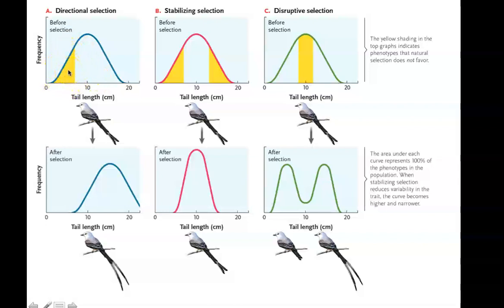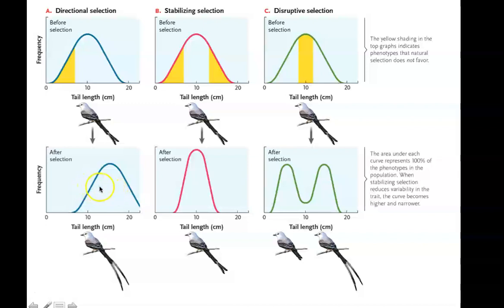So what's going to be the result of that? The males with longer tails are going to have higher fitness, and they're going to mate more frequently and have more offspring, so those alleles are going to get passed on. So over time, in directional selection, your bell-shaped curve is going to shift.